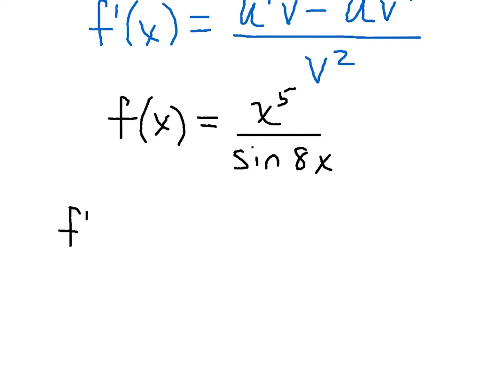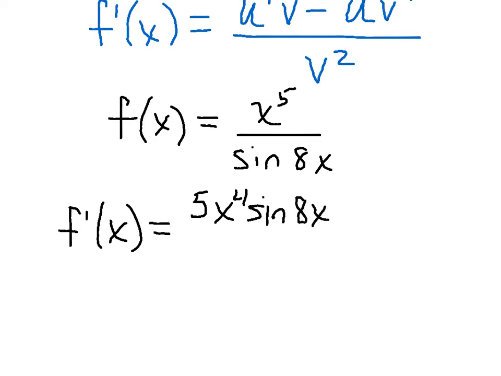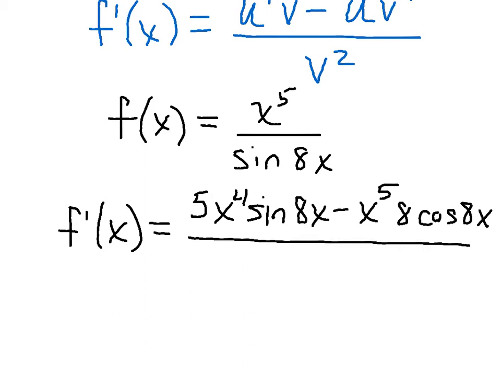So f prime of x will be u prime v minus u v prime all over v squared. And that's all you have to do.